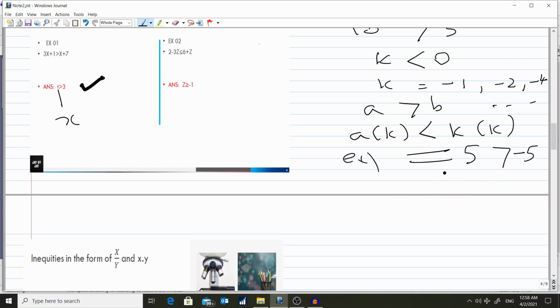Okay, so if we multiply both sides by minus 2, we need to change the inequality direction. Here we will get minus pi multiplied by minus 2, so we'll get minus 10 smaller than 10. You should know this one is correct, right? So we have finished.